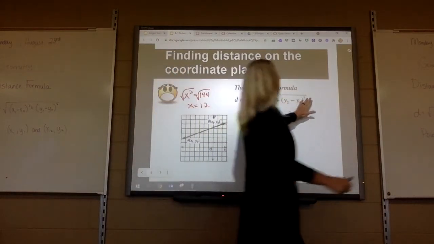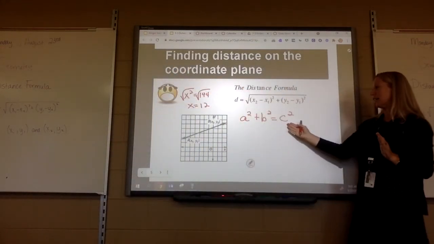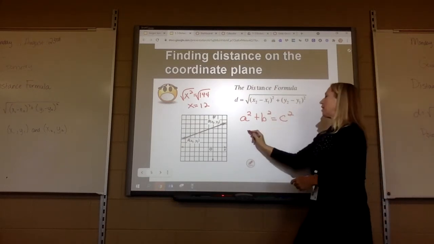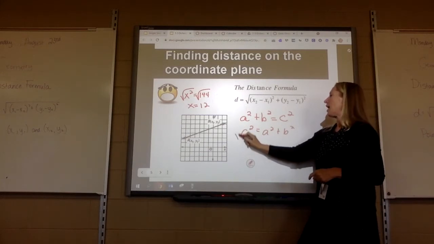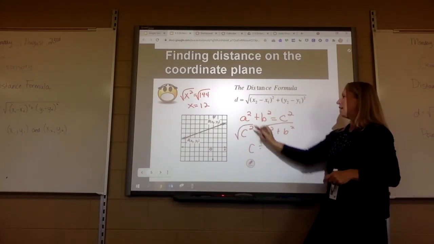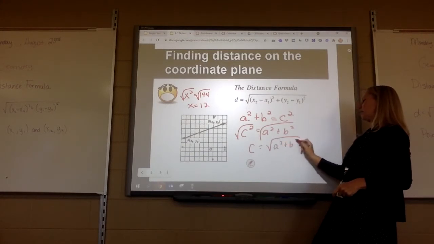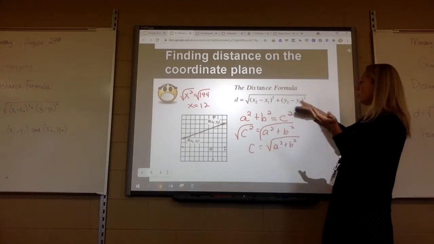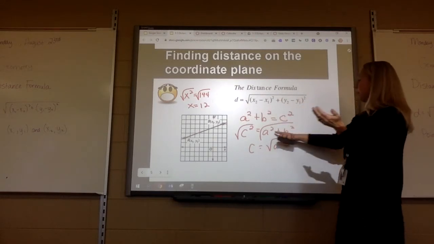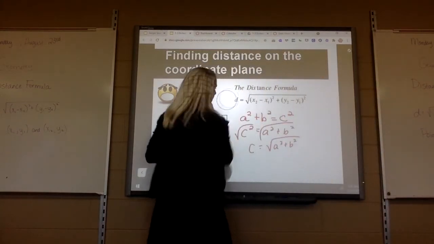Well, the distance formula is really just the Pythagorean Theorem. If I rewrote this, C squared equals A squared plus B squared. If I had to solve that, that length would just be the square root of A squared plus B squared. So let me show you what I mean by that. I know it looks a little scary, but these are just lengths of sides in a triangle.